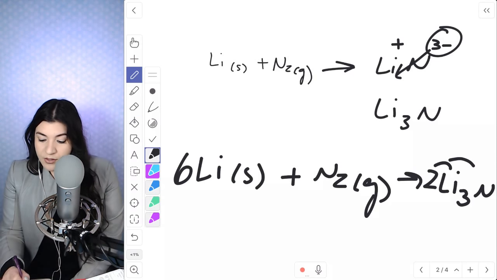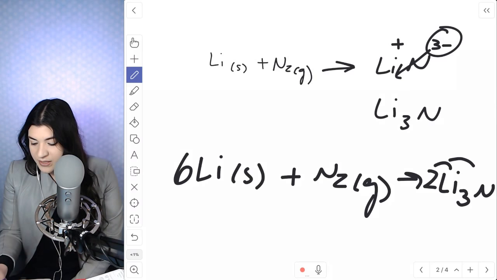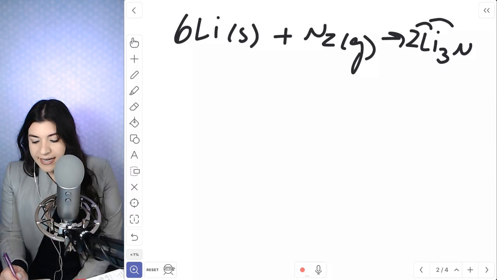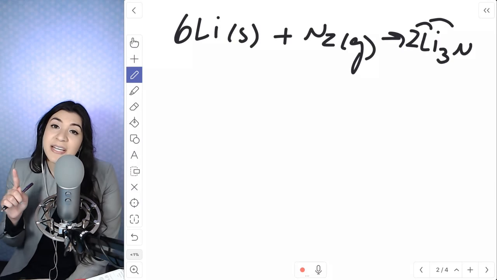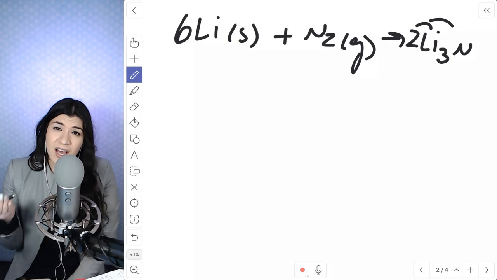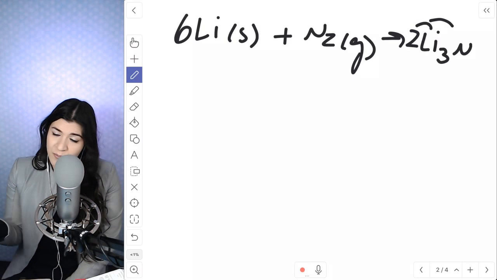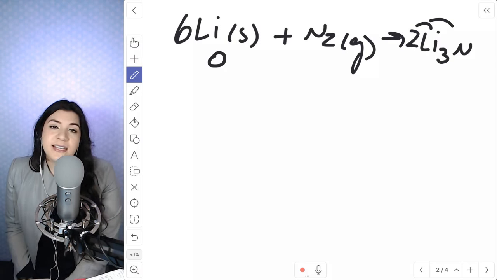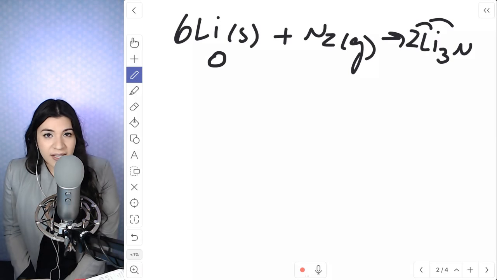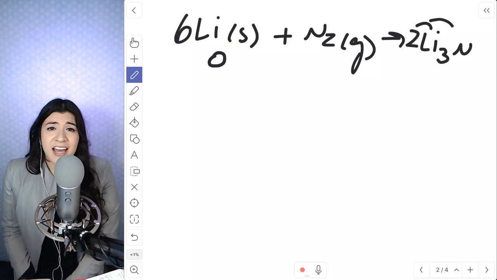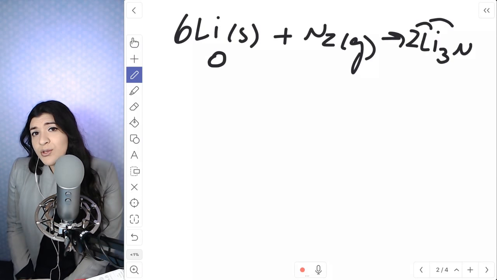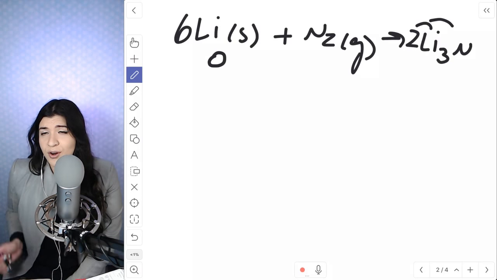So oxidation numbers, there are several to know, but the first one is that anything that only has one element and is in its solid state will have an oxidation number of 0. So in this case, lithium's oxidation number is 0. Now the next thing is anything that is diatomic, so exists in pairs like N2, H2, O2, and so on, those will also have an oxidation number of 0. So this is also 0.